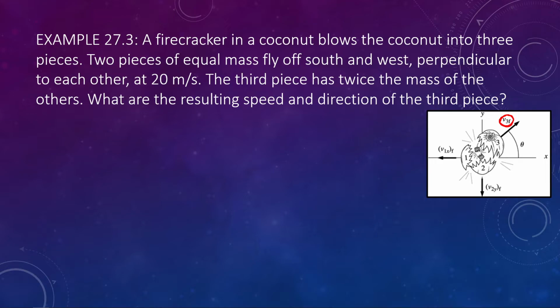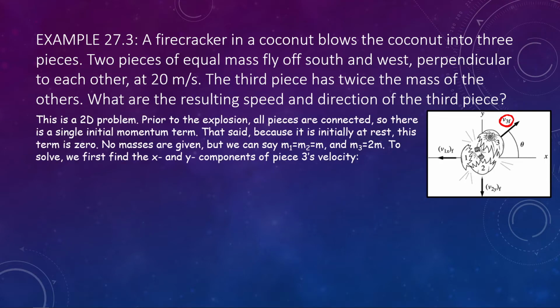That said, the coconut is initially at rest, so that initial term is going to be 0 anyways. So, it's a 2D problem. Prior to the explosion, it's a single object, so a single term in our equations, but it doesn't really matter anyways because it's at rest. It is not moving initially, so that whole term is going to be 0.